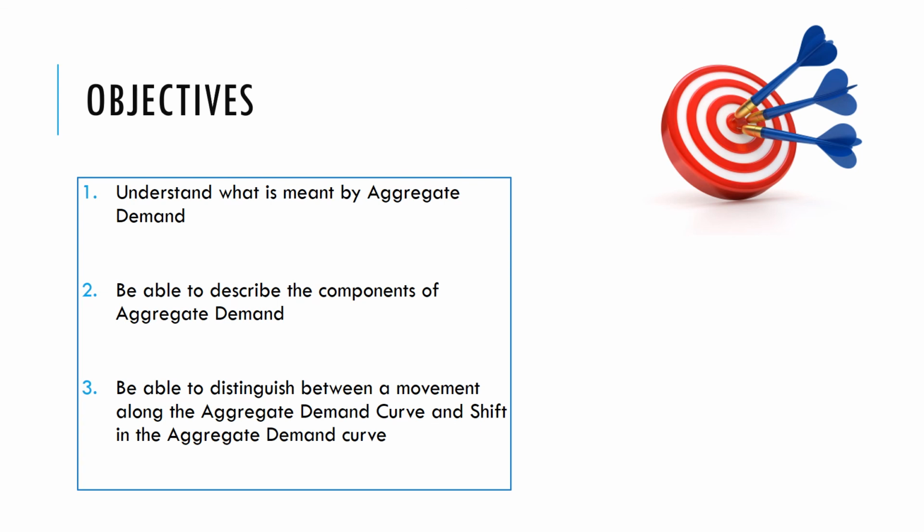Okay, so in this video we've looked at what is meant by aggregate demand, we looked at the components of aggregate demand, and then the important distinction between a movement along the aggregate demand curve caused by a change in the price level and a shift in the aggregate demand curve which would be caused by other events within the economy.